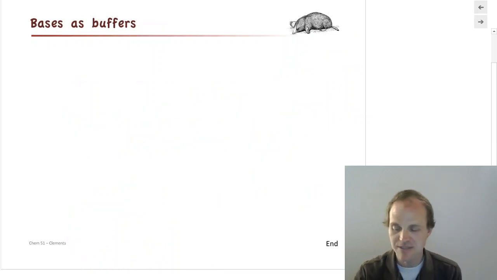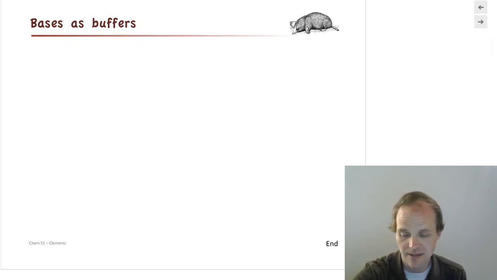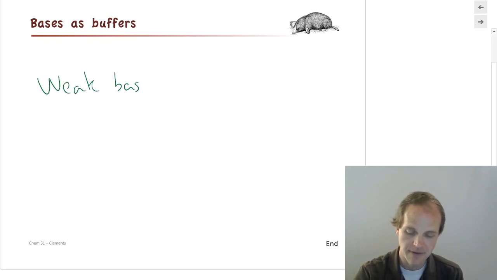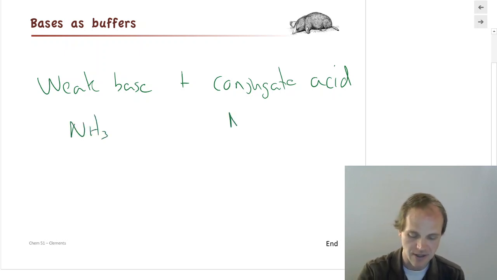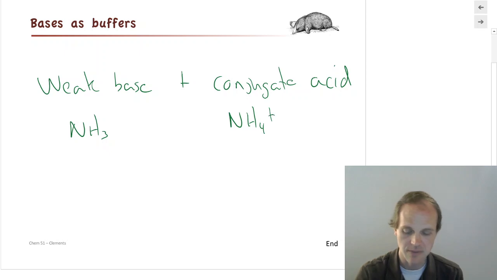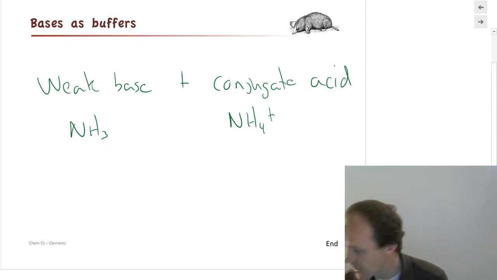Last one in this section is bases as buffers. We've pretty much focused on acids as buffers so far. We said, how will we make a buffer with a weak acid and its conjugate? But it turns out you can make a buffer with a weak base and its conjugate acid just as well. So what's a weak base? NH3. And our conjugate acid is NH4+. So we can make a buffer with a weak base and a conjugate acid. Let's go ahead and do that.